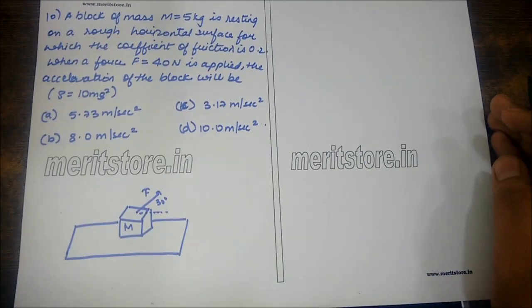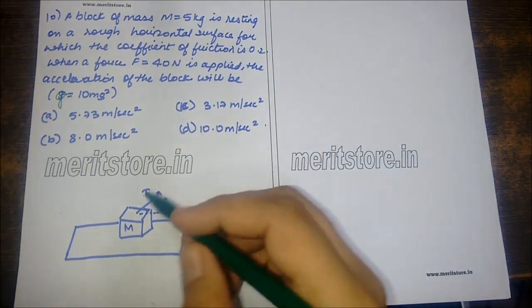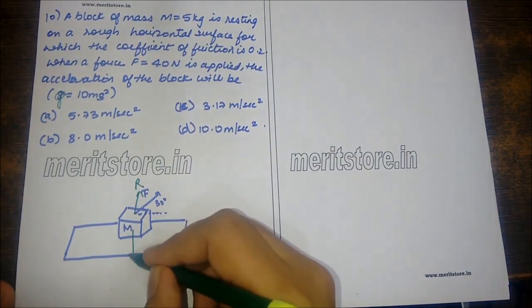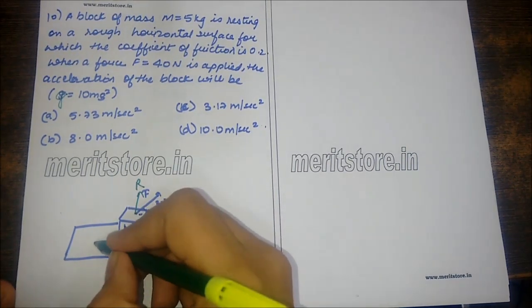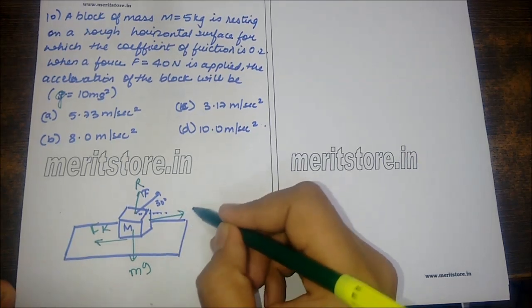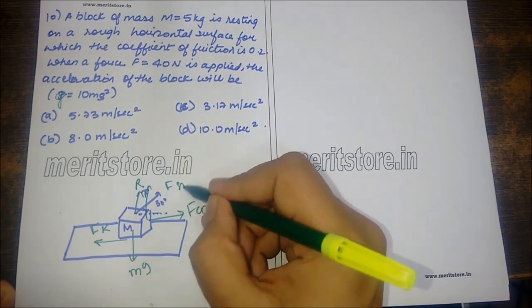A block of mass m is equal to 5 kg is resting on a rough horizontal surface for which the coefficient of friction is 0.2. When force F is equal to 40 Newton is applied, the acceleration of the block will be, value for g is equal to 10 meter per second square. Now to solve this question, we know resultant R is acting over here, weight mg downwards, horizontal component F cos 30, and vertical component F sin 30.